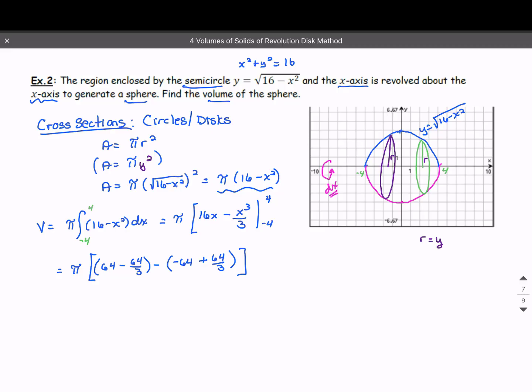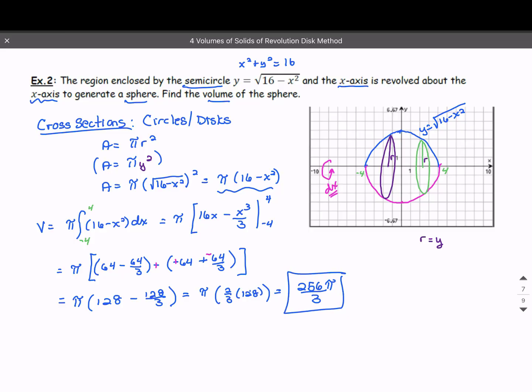Okay, and if I combine like terms here, remember this minus will make this positive and this negative. I'm going to have 64 and 64 is 128, and -64 thirds minus 64 thirds is minus 128 thirds. So that's going to be pi times, and if I have 128 and I subtract a third of 128, that means I'm going to have 2/3 of 128 left over, which is going to give me 256 pi over 3. This answer is fine, it's perfect.